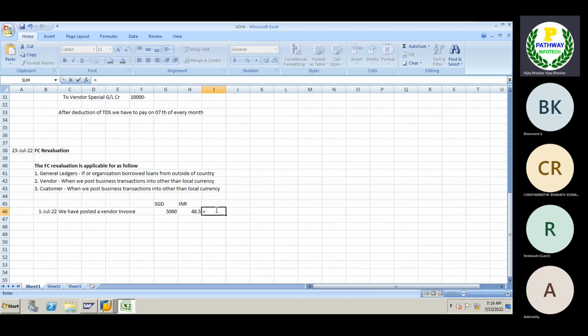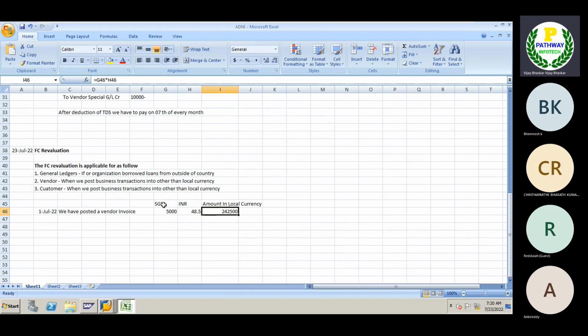Now what is the total amount? 5,000 SGD into 48.50 gives 2,42,250 rupees. This is the amount in local currency, what we have seen, after conversion from SGD, Singapore dollars, to Indian rupees. This is the local currency.